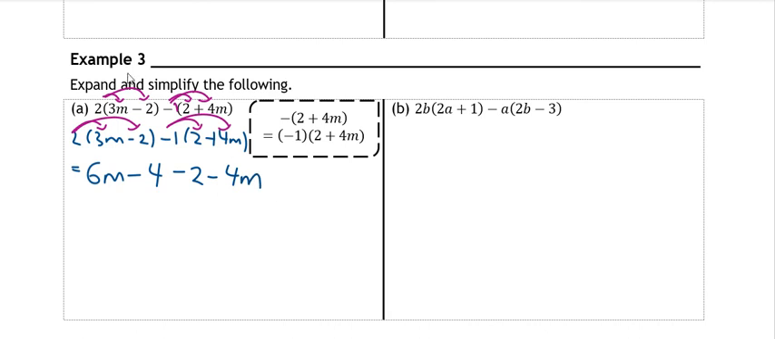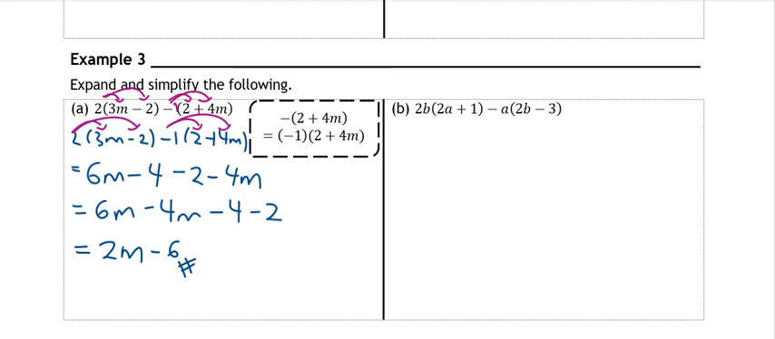Whenever you have to expand and simplify, you do not stop here, because you can rearrange them according to the like terms. So like terms over here, 6m, and then rearrange negative 4m, you move it, and then you have the numbers, which is negative 4 and then minus 2. So 6m minus 4m will be 2m, and then negative 4 minus 2 will be negative 6. So that's for part A.